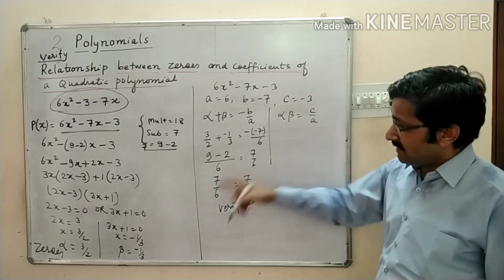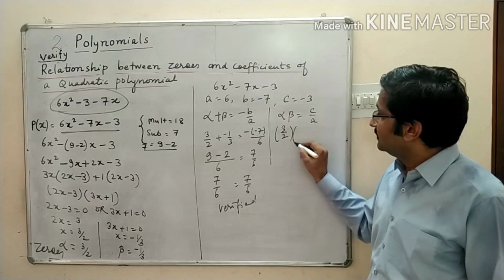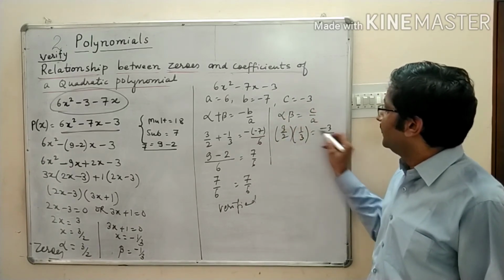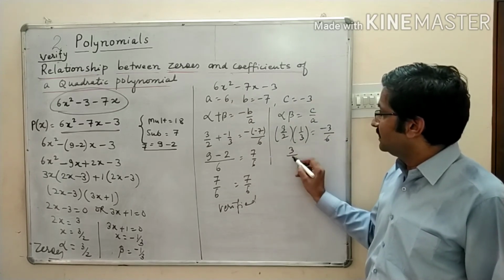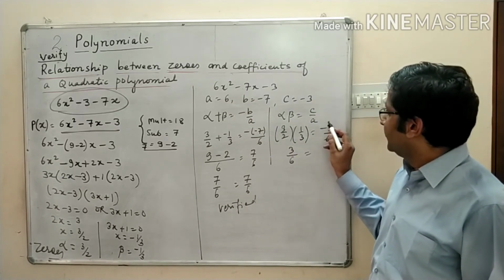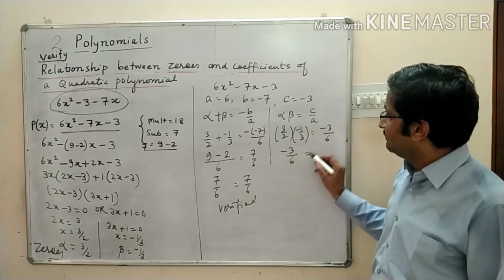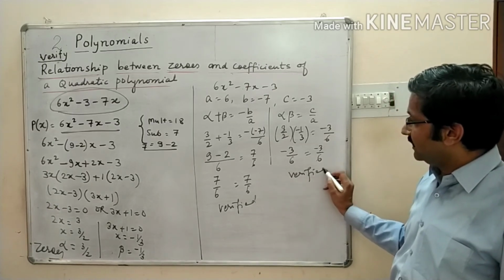The second relation also you check, alpha into beta. Alpha is 3 by 2, beta is minus 1 by 3. And c is minus 3, a is 6. You multiply 3 times 1 is 3, 3 times 2 is 6. Look here, this is minus 1 by 3, so 3 by 2 times minus 1 by 3 gives minus 3 by 6. So this also you have verified.